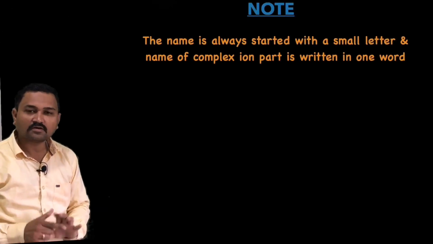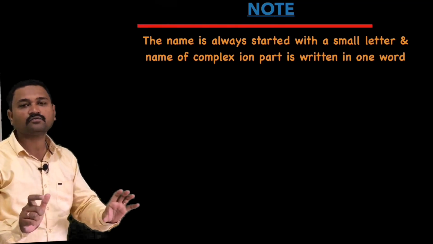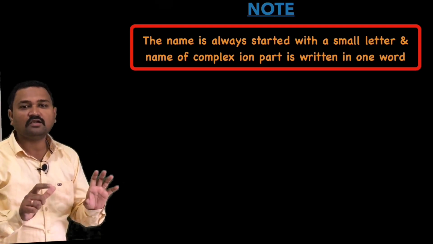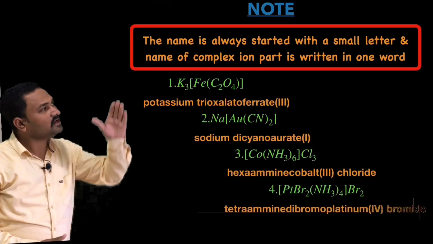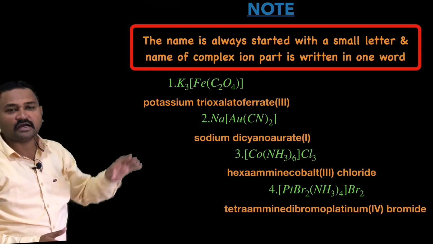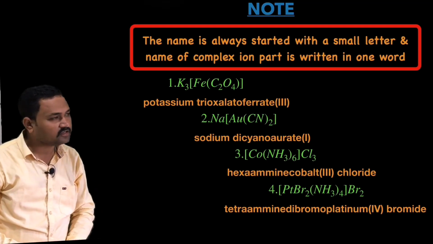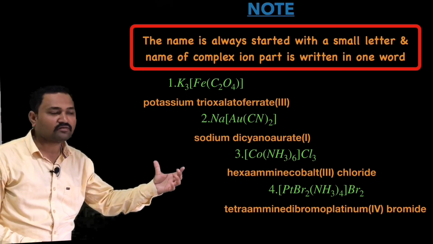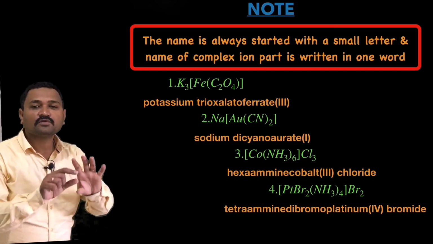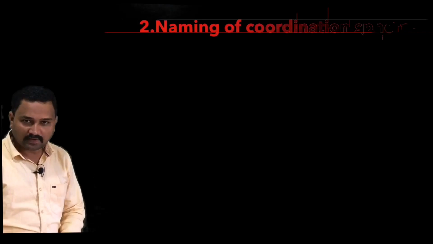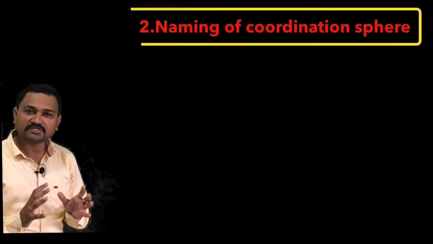Now here you must note that the name of these coordination compounds always starts with a small letter, while the name of the complex ion is always written in one word. Now here you can observe the four different examples that we have already considered, and you can observe that I always start the name of the coordination compound with a small letter, and if it starts with the name of a complex ion, it starts with a small letter along with just the complex ion as one word without any space here.